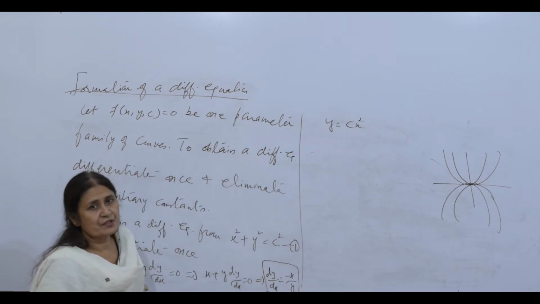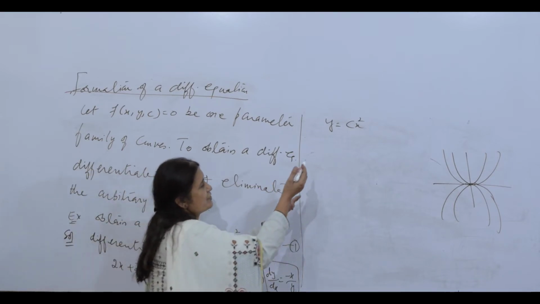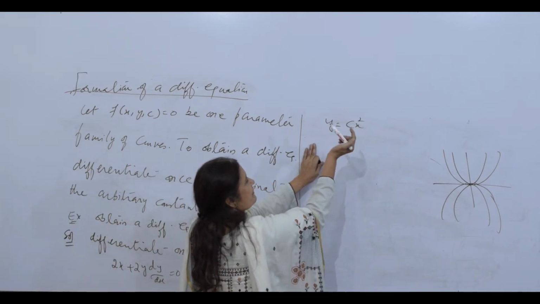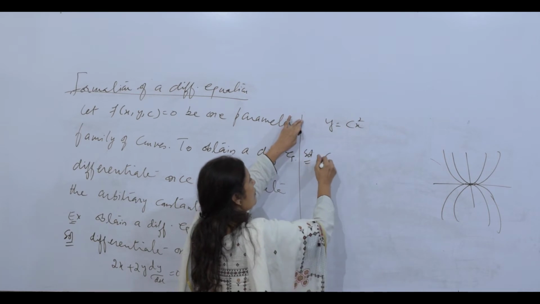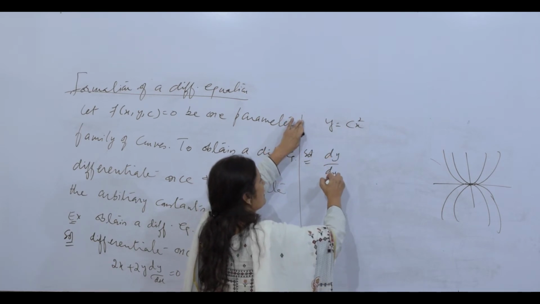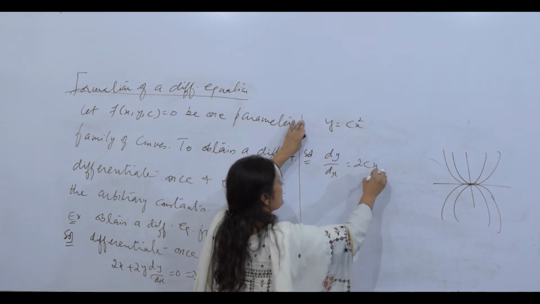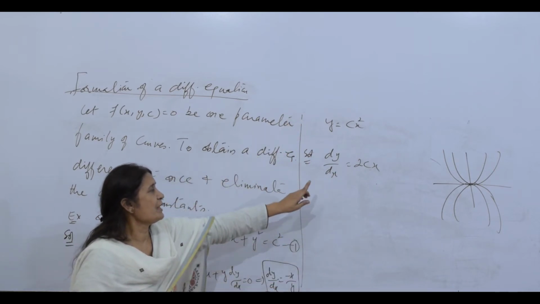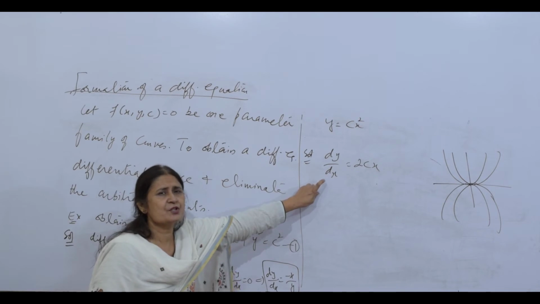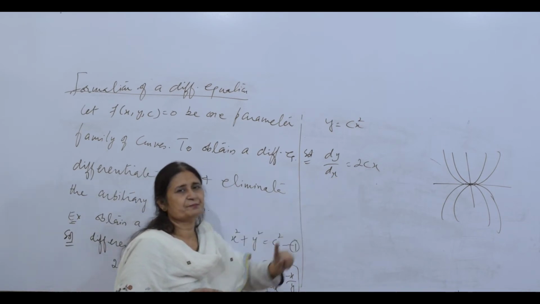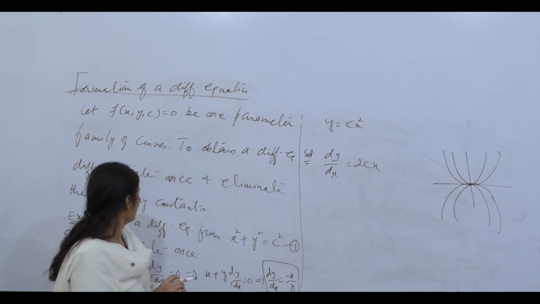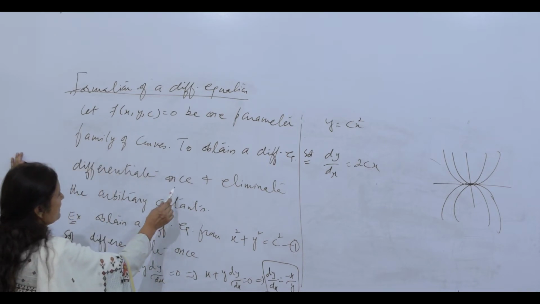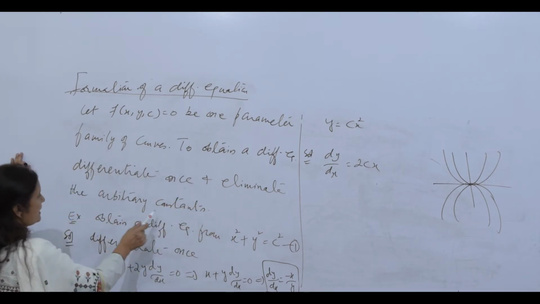So you can have the differential equation. You have to obtain a differential equation. Since there is one constant, differentiate once. So dy by dx is 2cx. Is this the answer? No. Because a differential equation should not have c in it, you have to eliminate it. I have written there: differentiate once and eliminate the arbitrary constant.